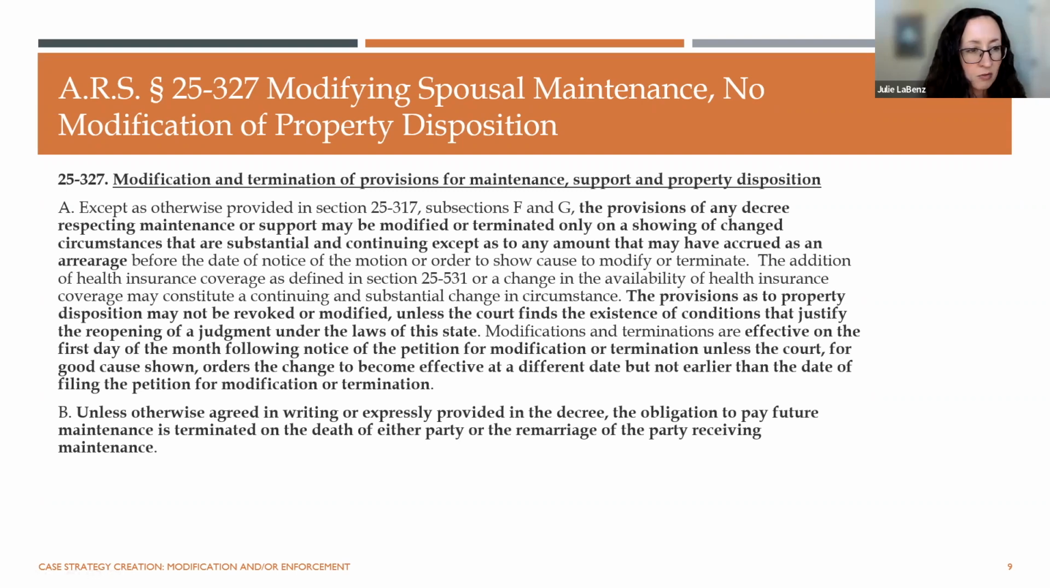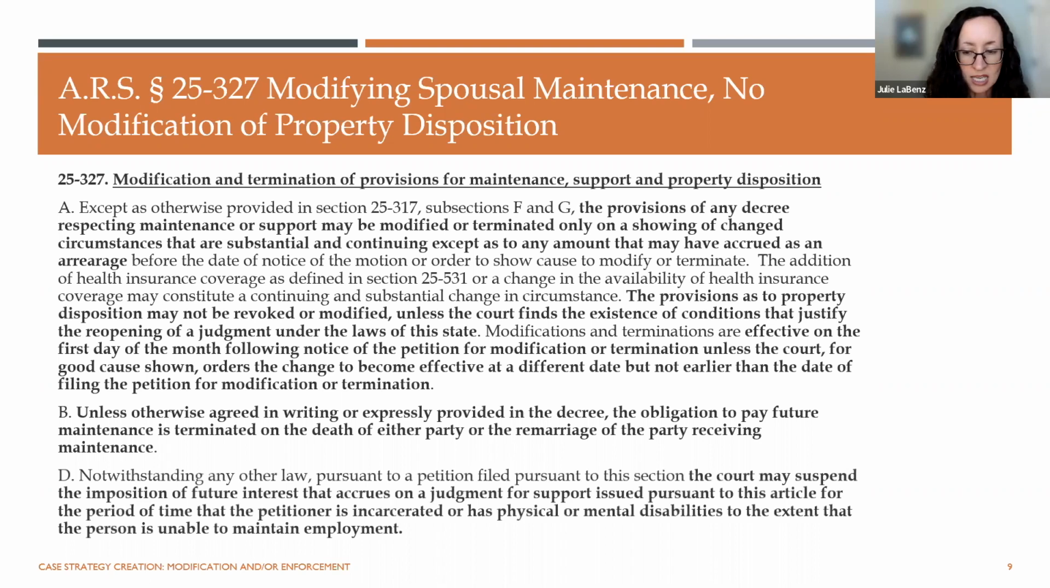Section B of 25-327 says, unless otherwise agreed in writing or expressly provided in the decree, the obligation to pay future maintenance is terminated on the death of either party or the remarriage of the party receiving maintenance. So if you are obligated to pay spousal maintenance and your ex dies or remarries, and there's nothing in your decree that says anything about what happens upon death or remarriage in regards to spousal maintenance, then that would be a time to go to the court, petition to terminate, citing the statute and showing the evidence that your ex-spouse passed away or remarried.